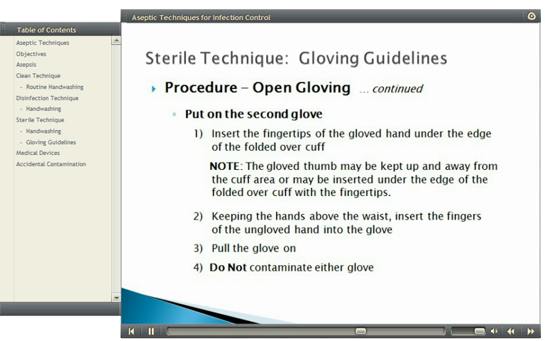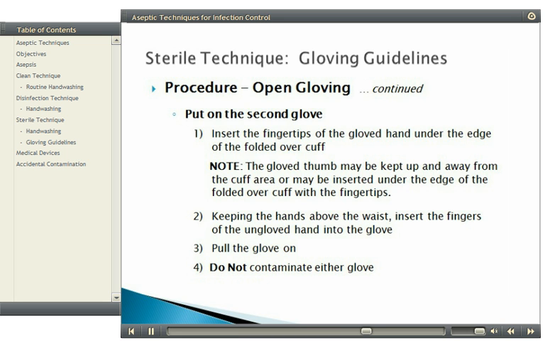Procedure, open gloving continued. Put on the second glove. 1. Insert the fingertips of the gloved hand under the edge of the folded over cuff. Note, the gloved thumb may be kept up and away from the cuff area, or may be inserted under the edge of the folded over cuff with the fingertips.